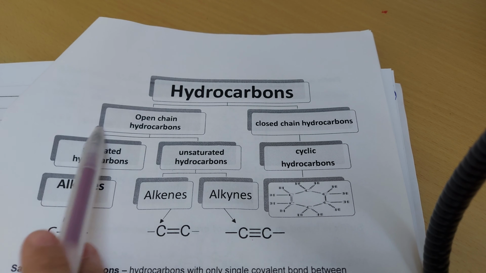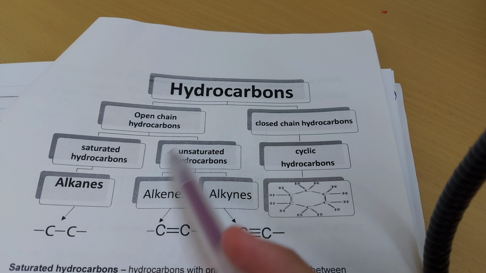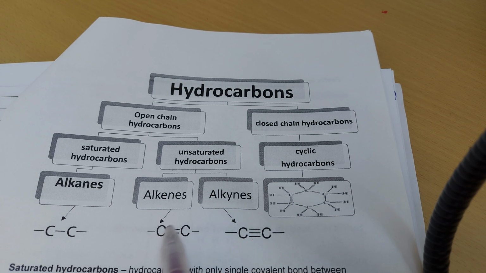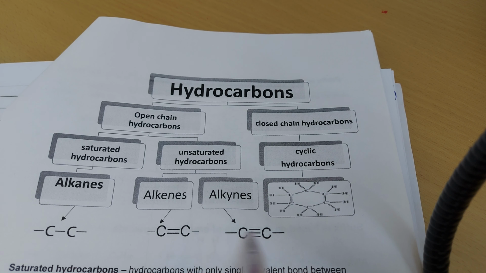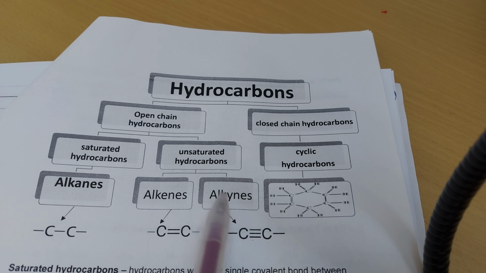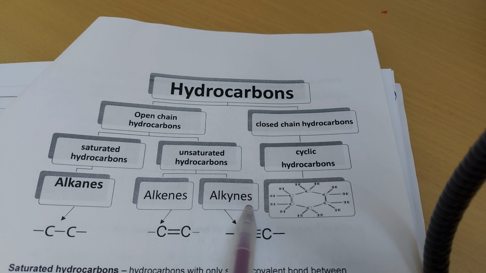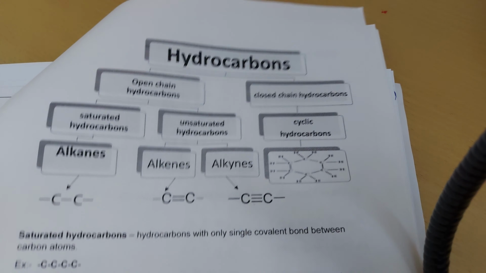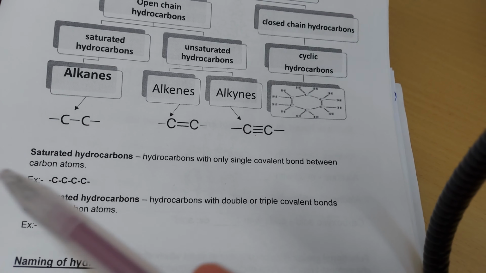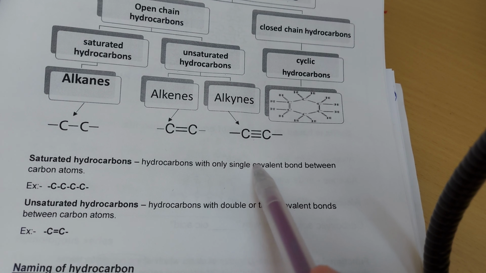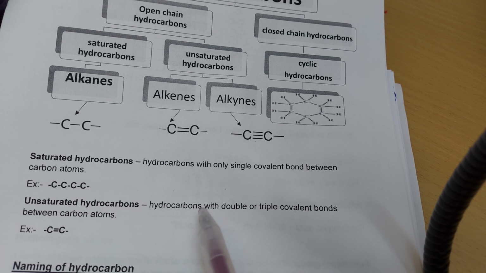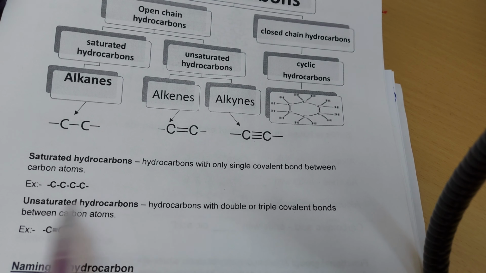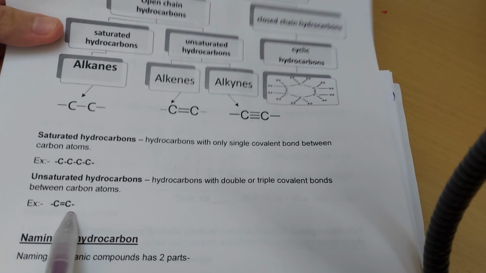However, there's also another section to open-chained hydrocarbons, and that is unsaturated hydrocarbons. And these hydrocarbons contain double bonds between the carbon atoms, or even triple bonds between them. And the ones that contain double bonds are called alkenes, and the ones that contain triple bonds are called alkynes. And both alkenes and alkynes are unsaturated hydrocarbons. So as you can see, stated below, saturated hydrocarbons are hydrocarbons with only single covalent bonds between the carbon atoms, as shown here, and unsaturated hydrocarbons are hydrocarbons with double or triple covalent bonds between carbon atoms, as seen here.